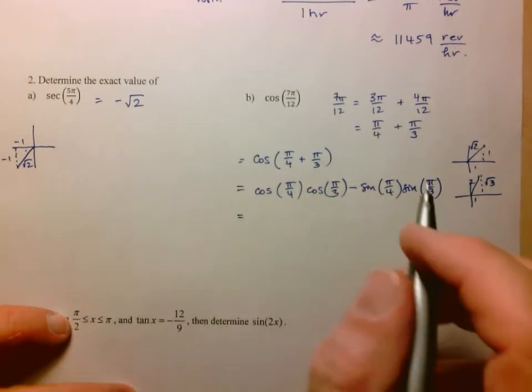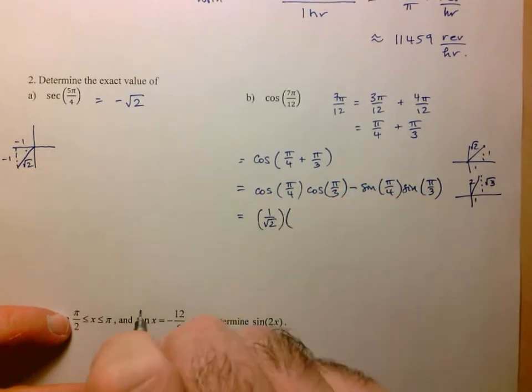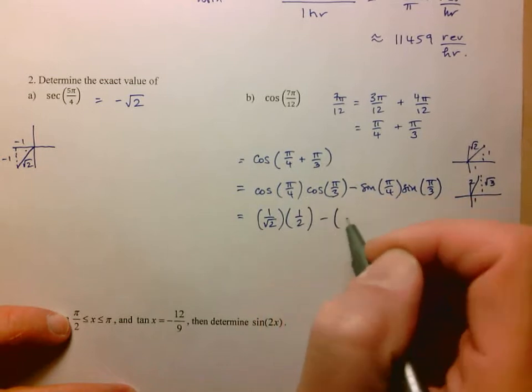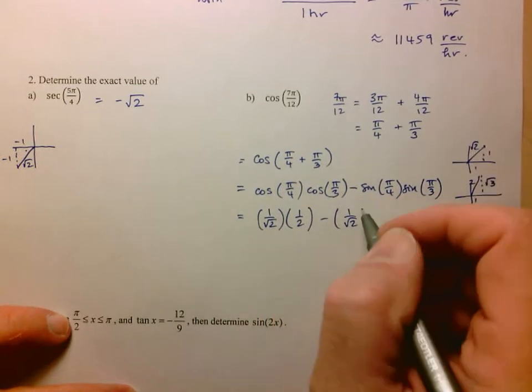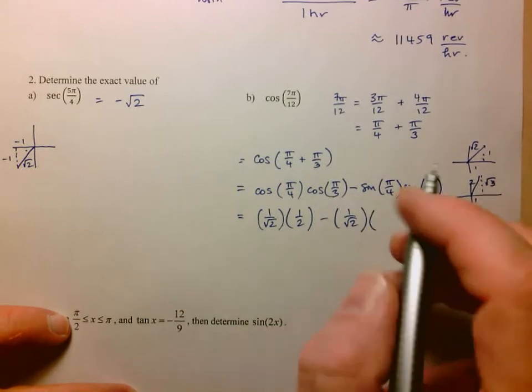Okay, so here we've got pi over 4. Cos of pi over 4 is just 1 over root 2. Cos of pi over 3 is just 1 over 2. Minus sine of pi over 4 is again 1 over root 2. And then sine of pi over 3 is just root 3 over 2.